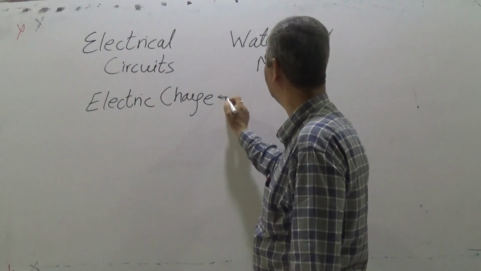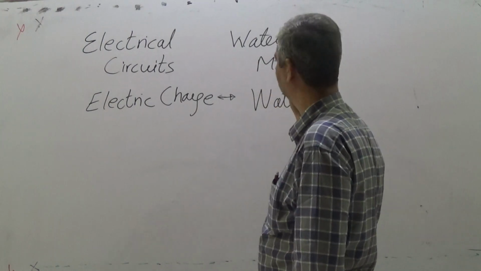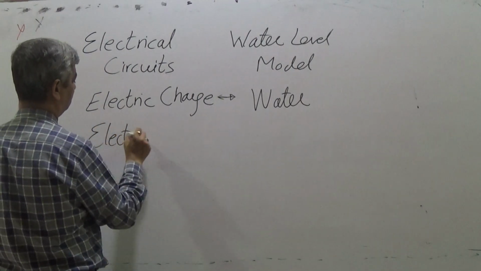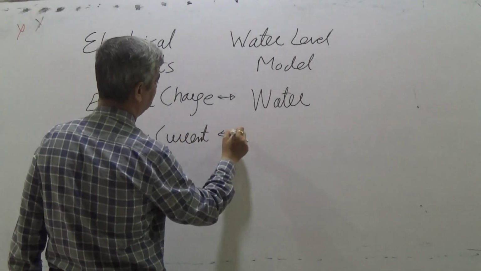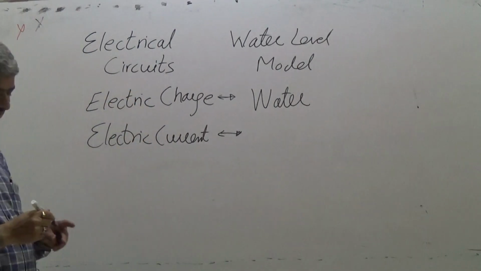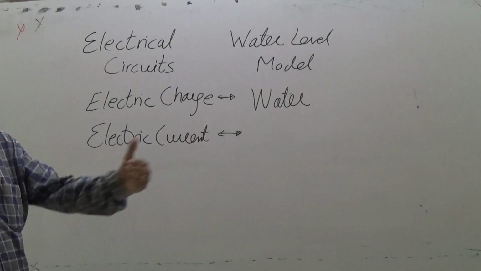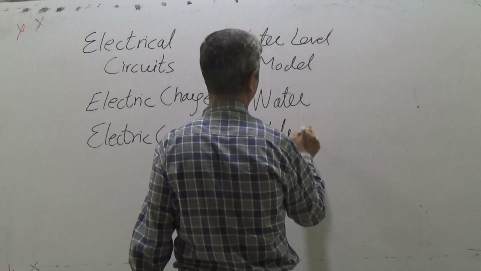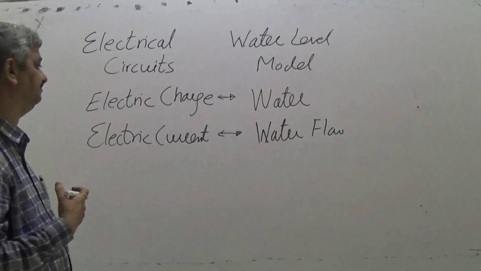On this side, the equivalent in the water level model is water itself. Then there is electric current. What is current? It is the time rate of flow of charge through a cross section. Through a cross section of wire, how much charge flows per unit time. So it is water flow in a pipe: from a pipe, how much water passes within a given time.